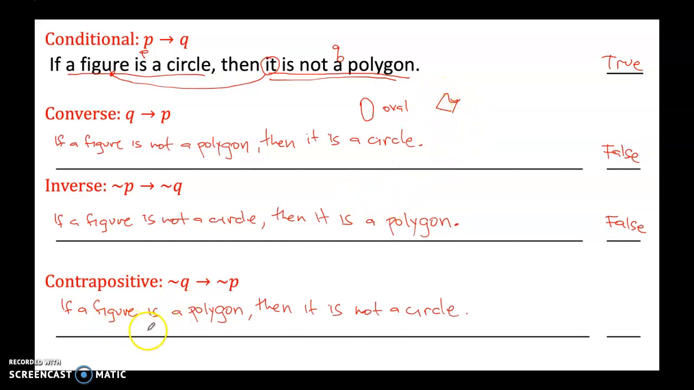Next, if a figure is a polygon, then it is not a circle. And that is a true statement because a circle is never a polygon. So as you can see, the conditional and the contrapositive have the same truth value, and the converse and inverse also have the same truth value.